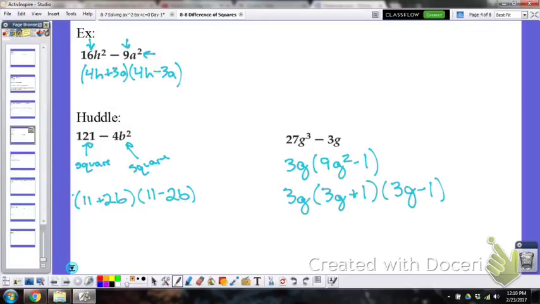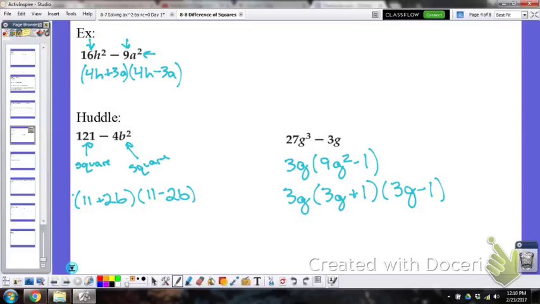So if you check out the first one, 121 minus 4b squared, you notice 121 is a square and negative 4b squared is also a square. So we have a difference of squares, so we can follow our pattern, get our 11 plus 2b, and then the 11 minus 2b. Now looking at the next one, it was a little different.